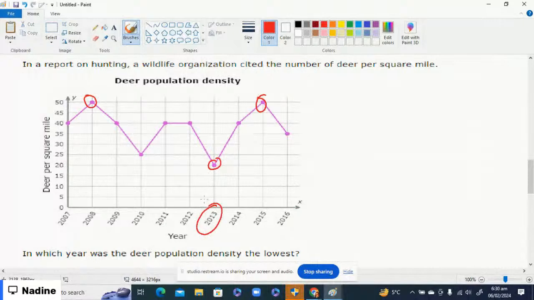Okay, not 12. How can you say that it's 12? No, it's not 12. It's 13. Yes, good. It's 13. Okay, so now tell me, in which 2 years is the deer population density the same? There are different years like 2007, it's same, 2009 it's same, 2011, 2012, 2014, and 2016. Okay, only the lowest is 1 and the greatest are 2 here.